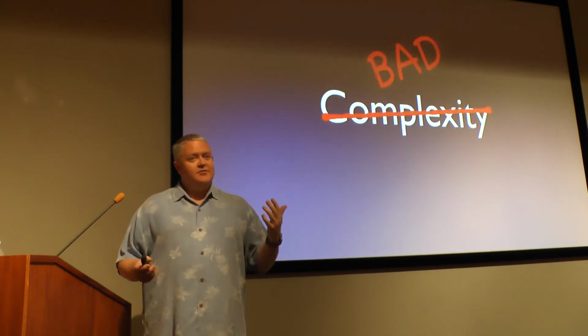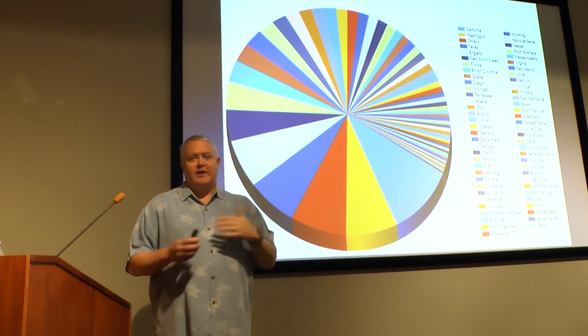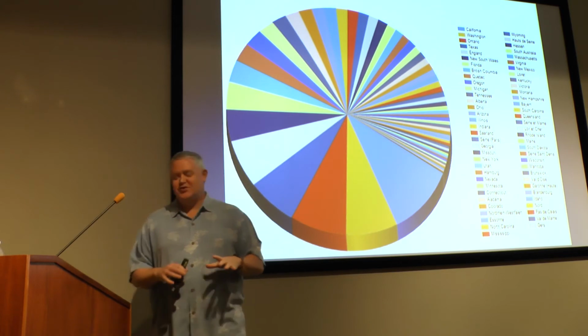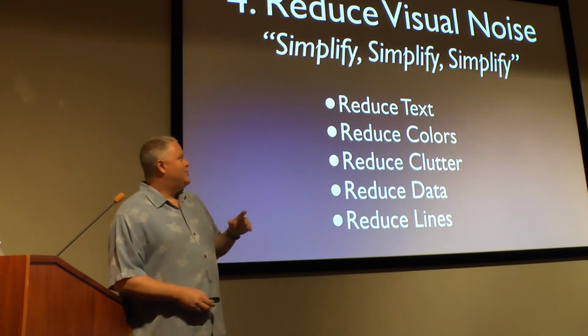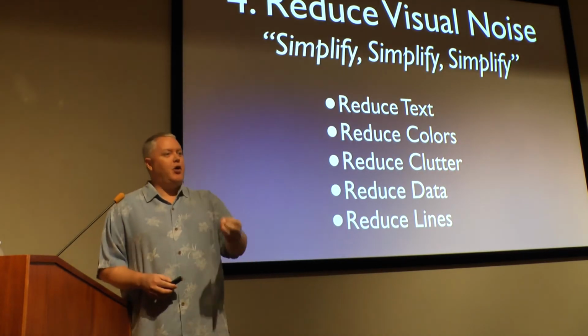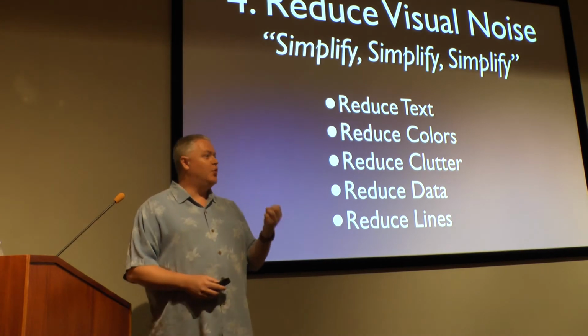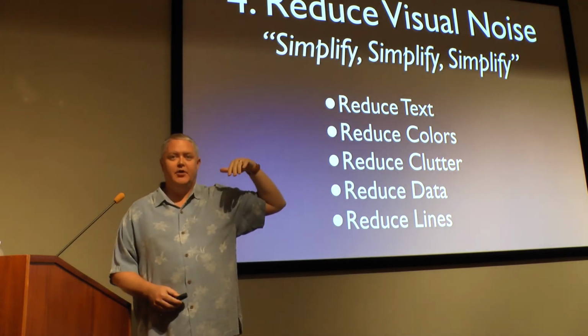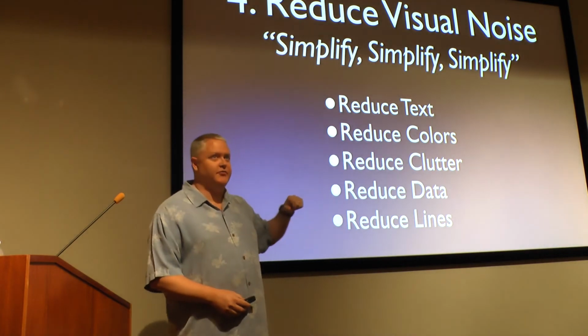Simplify does come into this, right? Because complexity is bad. Don't ever design a pie chart like this, ever. There's just so many things wrong with this. But when I say simplify is part of data visualization, it is. You want to reduce any, what I call visual noise that's distracting from your key message because you chose your key message up at the front.